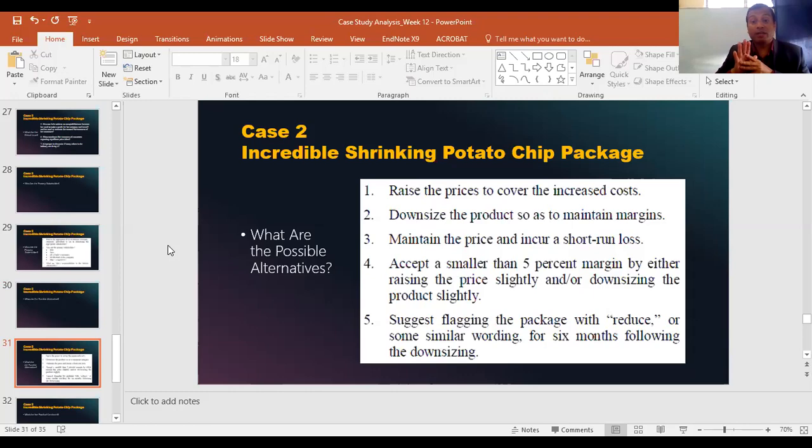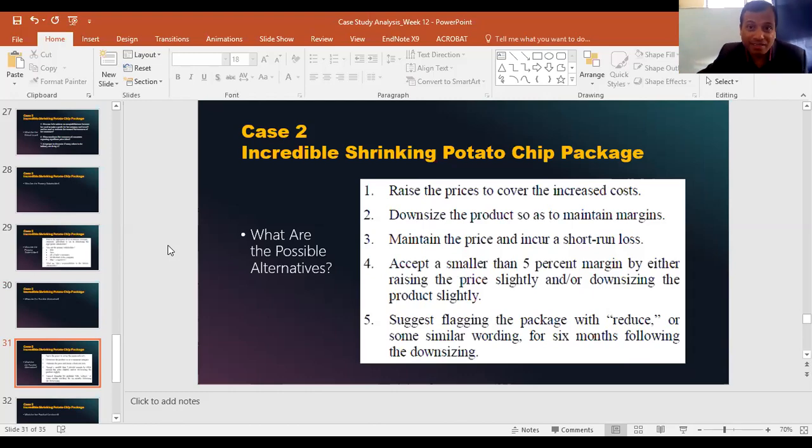And the fifth alternative could be to suggest flagging the package with the word "reduced" or some similar wording for six months following this one. This point is very important. Let the customer know that you have reduced the size. So you're flagging it in the labeling as reduced, so that the customer can understand that with the same price, what they are getting is not the real amount which they were getting before, it's a reduced amount. This could be a very ethical communication.